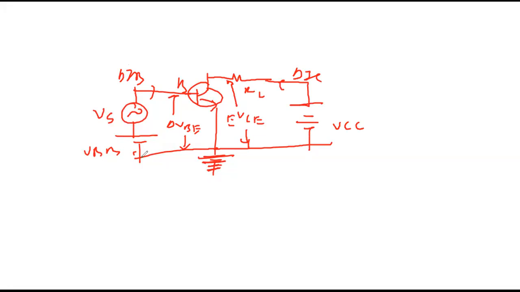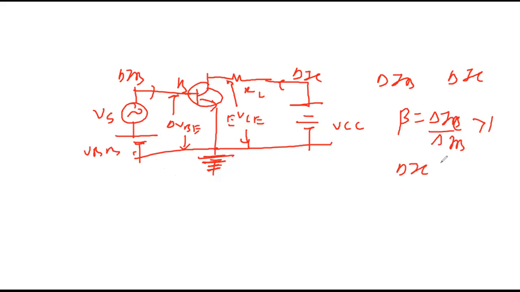The alternating source which is to be amplified is superimposed along with base voltage VBB. Hence, varying base emitter voltage is connected to the circuit. Hence, delta IB is varying, which produces varying current IC. Because beta is IC upon IB, since it is greater than 1, current IC is greater than IB. Hence, we said current gain is obtained.